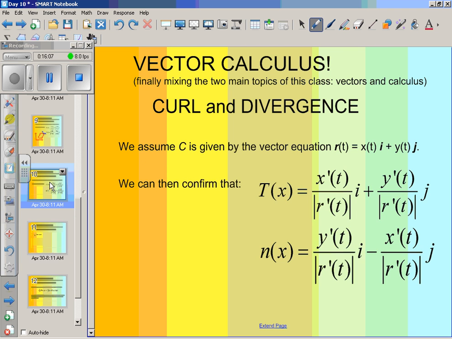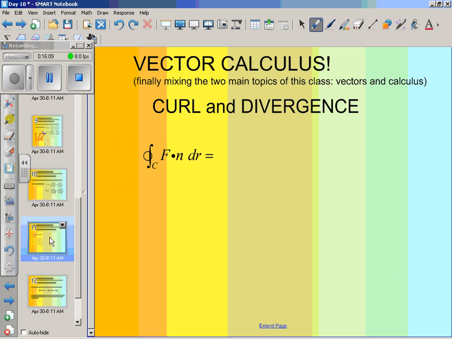There we go. Okay, so if we instead wanted to integrate along the normal component, instead of the tangential component, then we would dot it with that normal vector. Let's take a look at what this looks like.